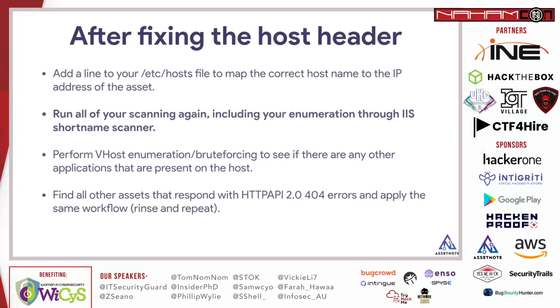The other thing you can do in this scenario is also perform vhost enumeration and brute forcing to see if there are any other applications present on the host. You'll be surprised sometimes that there are other applications lingering around. You just need to know the correct host name so that you can access them through IIS. If you ever come across this for other assets, just repeat this methodology, try and guess the vhost, and then provide it in the host header in order to access the real application.